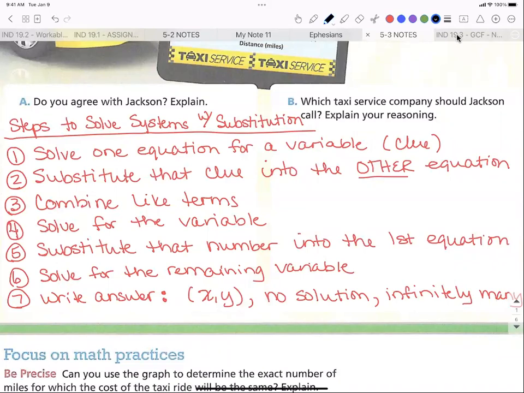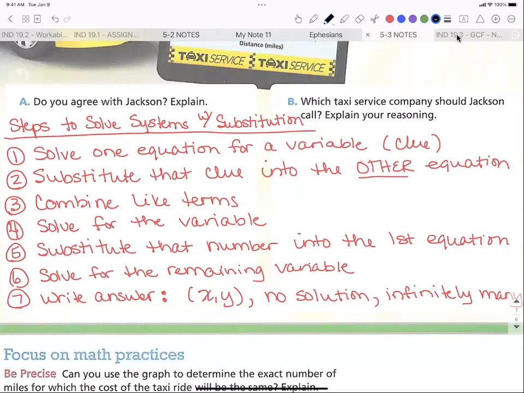In 5-2, we got everything in y equals mx plus b. We graphed both equations. If they crossed, we wrote the point where they crossed as an ordered pair. That was the one-solution answer, an actual ordered pair. Or they were parallel lines, so the answer was no solution, or they were the same line and the answer was infinite solutions. Those are our three possible outcomes when you are solving a system of equations, okay?